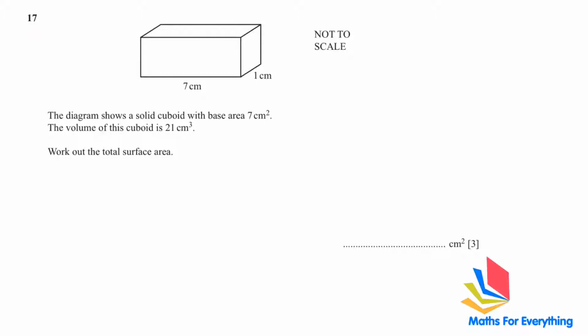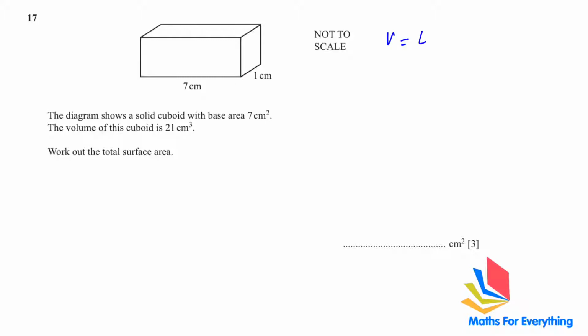Question number 17, we have been given a cuboid whose base area is 7 square centimeter and the volume of this cuboid is 21 cubic centimeter. Work out the total surface area. The reason they have given us volume is because they gave us length and width. They have not given us the height. We need to find the height.